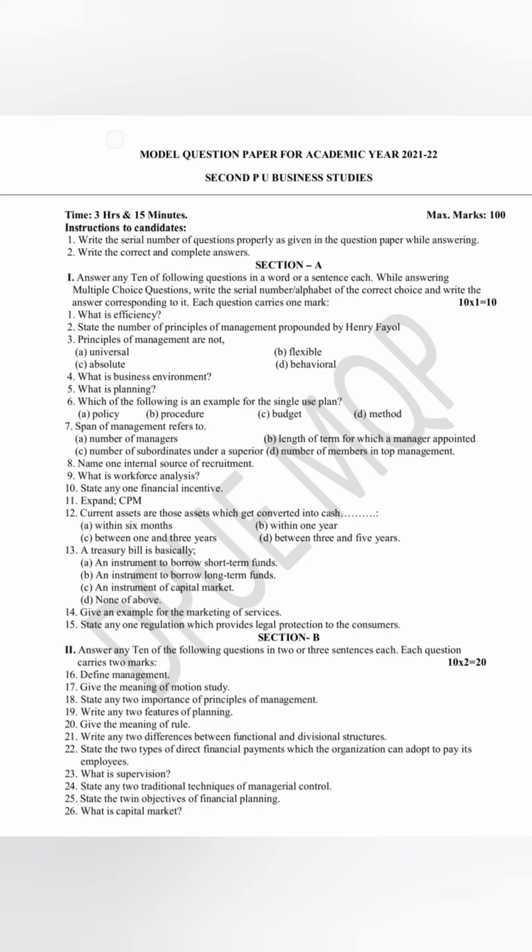After this, what do we have? The question is, what is planning? Planning is something we do in advance: what to do, how to do, where to do. Which of the following is an example of a single use plan? Budget is a single use plan. Span of management refers to the number of subordinates under a superior.